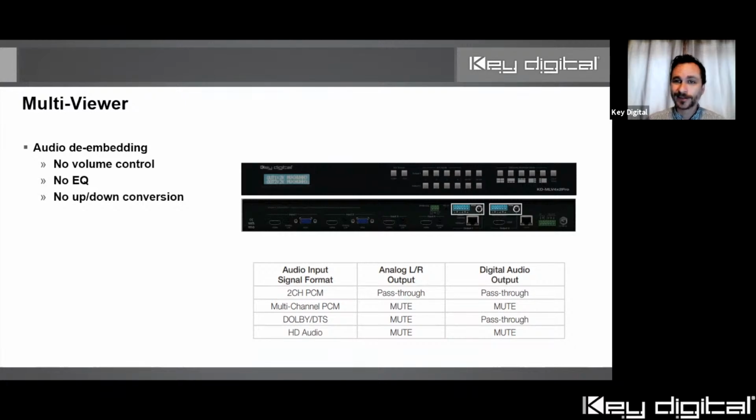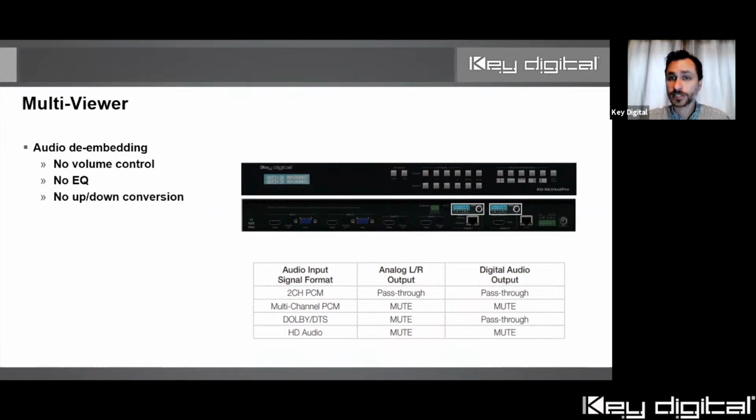But as you can see in the application examples, it really took off on the residential side as well for sports and gaming cave. But when you do use the audio de-embedding, there is no up convert or down convert. So for example, if your source is coming into the multi-viewer in surround format, well, then you can't pull that out on analog, of course. And that's what this table here is showing us. Keep in mind as well that there's no volume control or EQ.